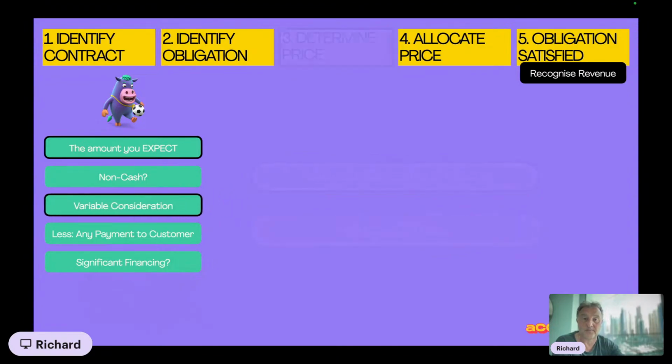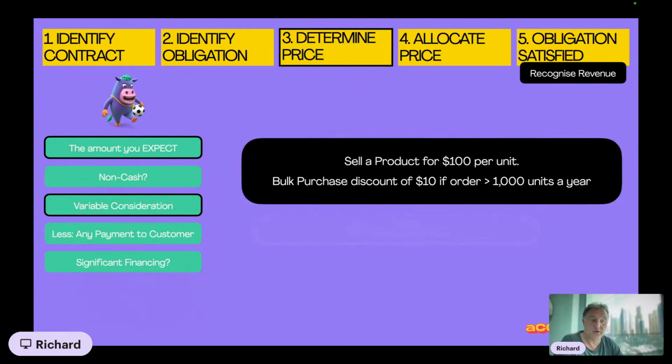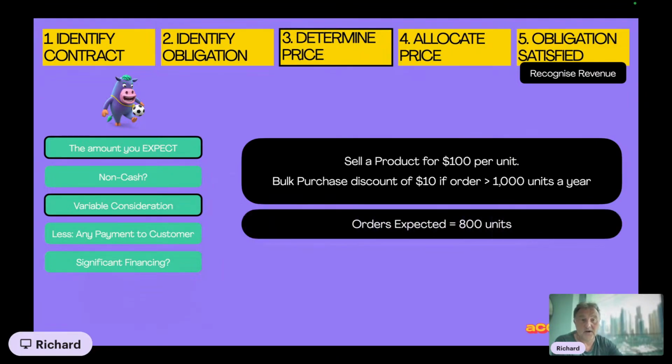So what about this one? You sell a product for $100 per unit, and there's a bulk purchase discount of $10 if orders are more than 1,000 units a year. Okay, well, the orders expected are 800. So what is the most likely? Will we receive 100 or will we have to give a discount? We won't have to give a discount because their expected orders are 800 instead of more than 1,000. So we'd put in the full price.